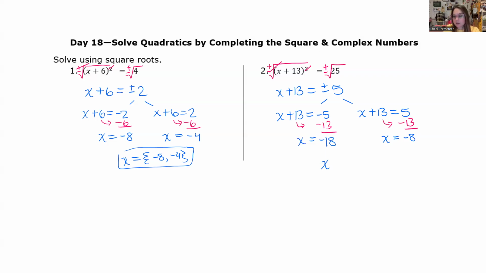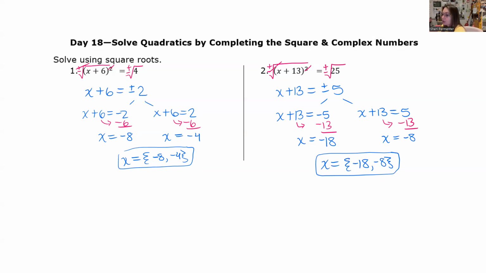So I've got this solution set with negative 18 and negative 8. So this is how you do the first four problems. I will tell you that the first two, you're taking the square root of 81 and 49. Those are both perfect squares. Those are just like question 1 and question 2 on your notes.